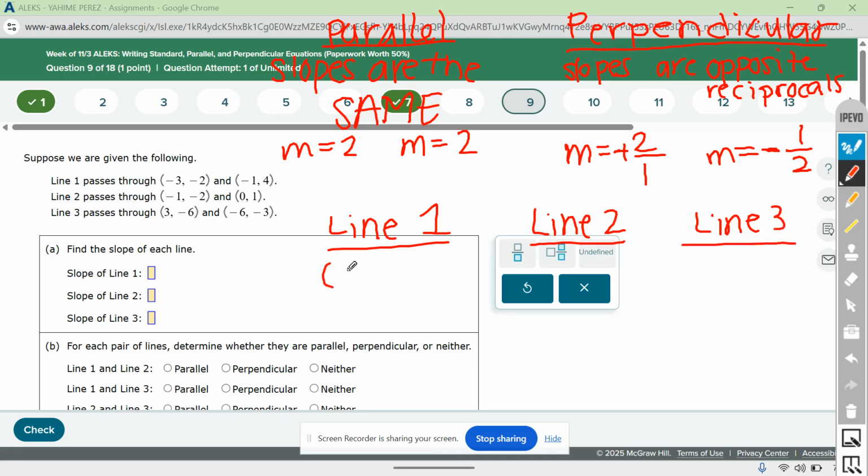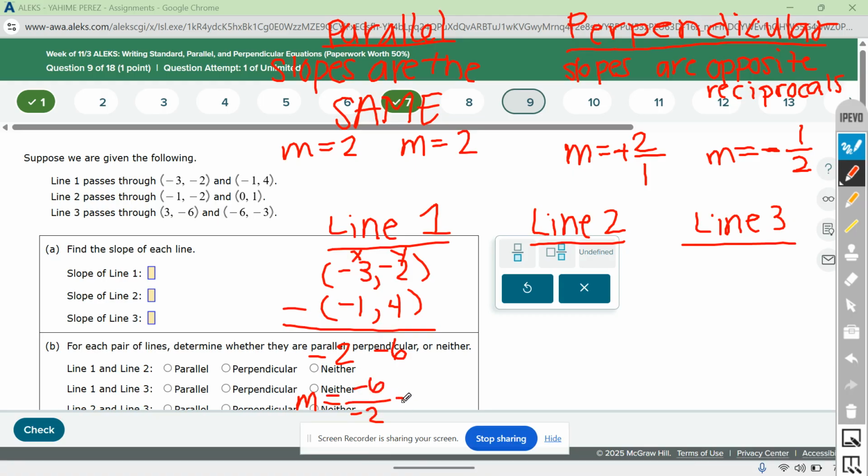Okay, to find the slope, we're just going to stack up these points and subtract. -3 minus -1 is -2. -2 minus -4 is -6. And slope is a change of the y on top of the change of the x. So it'll be -6 on top of -2, which simplifies to +3, right? Two negatives make a positive 3. Okay, next one.